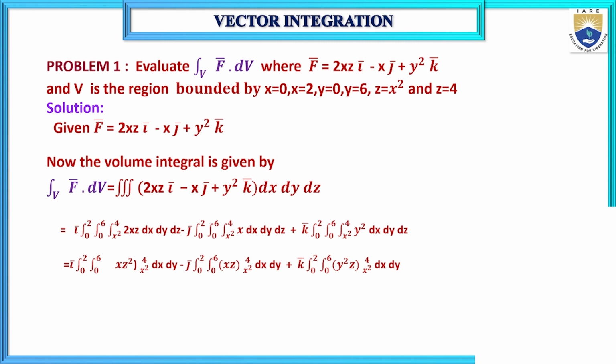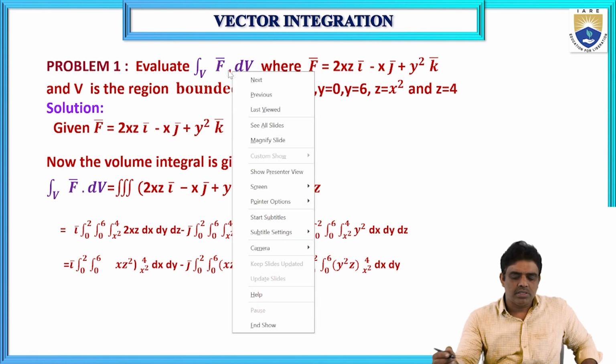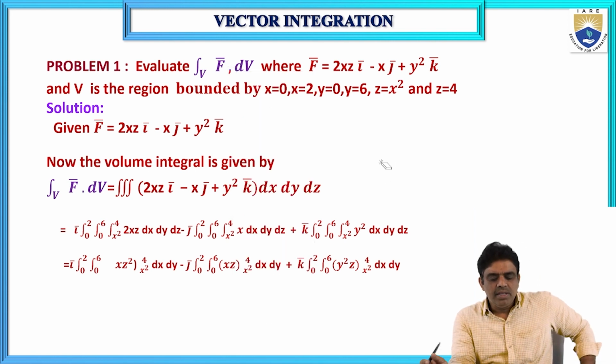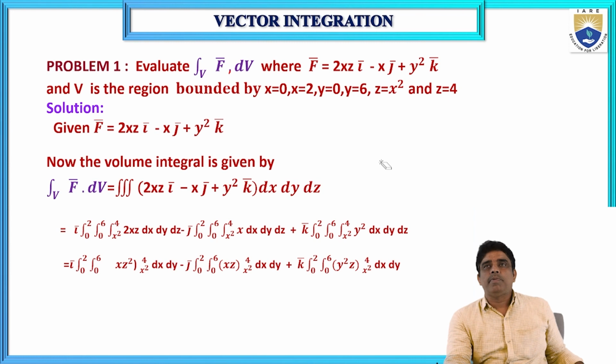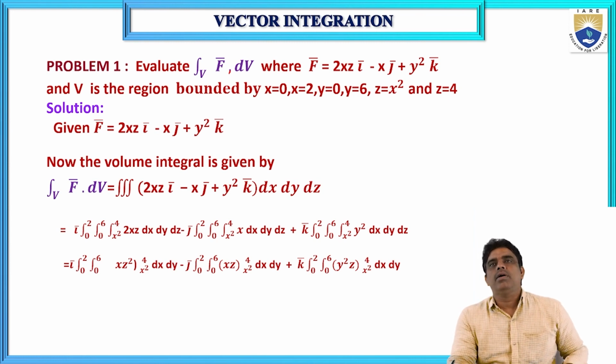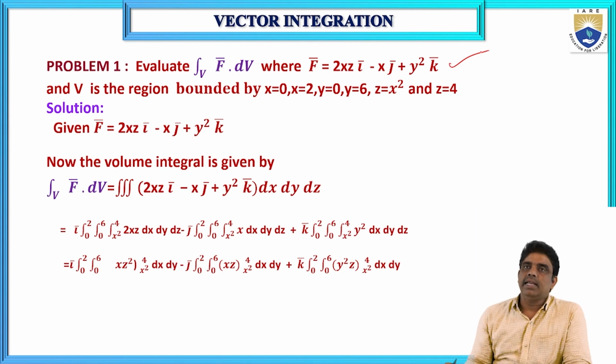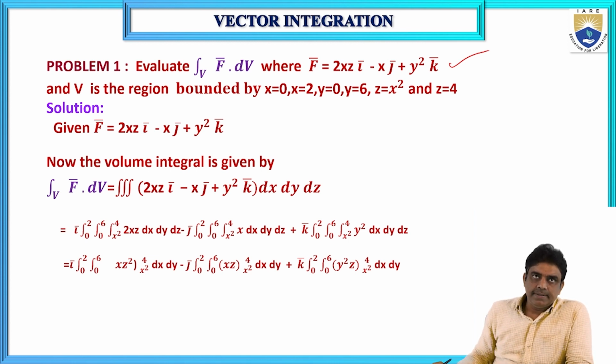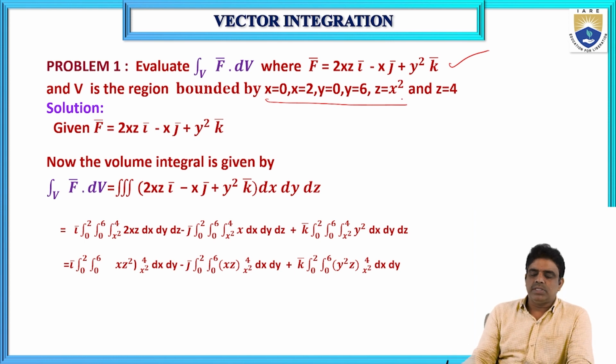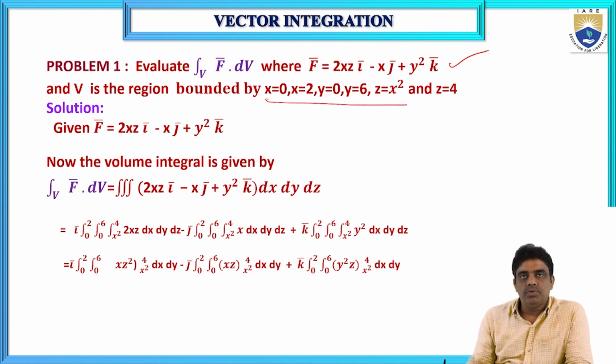So here the problem is to evaluate the integral of F bar dV. This is not a dot product; it is simply F bar dV, where F bar is the vector point function 2xz i bar minus x j bar plus y square k bar. Clearly F bar is a function of x, y, z. And V is the region bounded by x = 0, x = 2, y = 0, y = 6, z = 4 and z = x square.